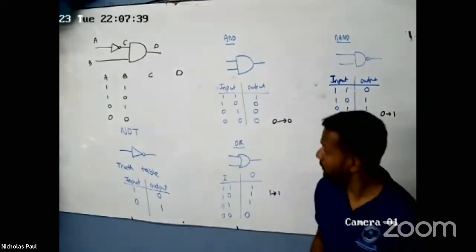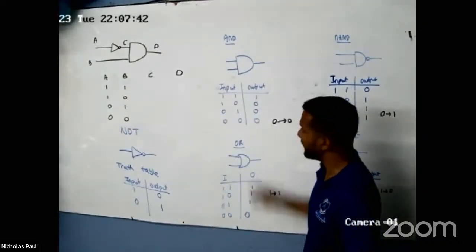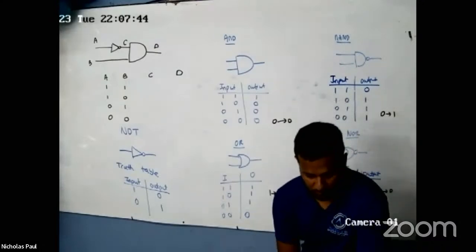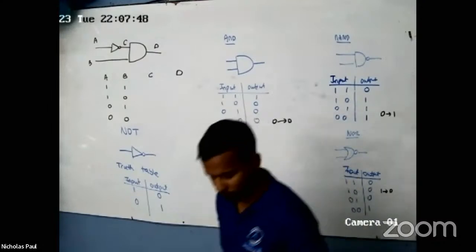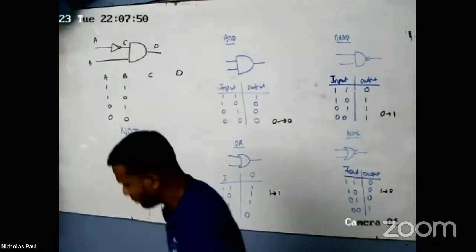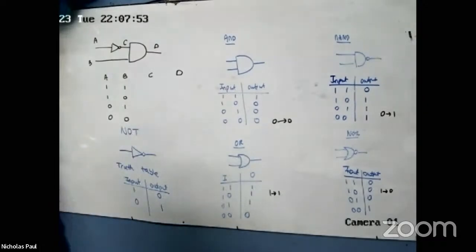I'm going to show you how to figure out C and D based on the gates.